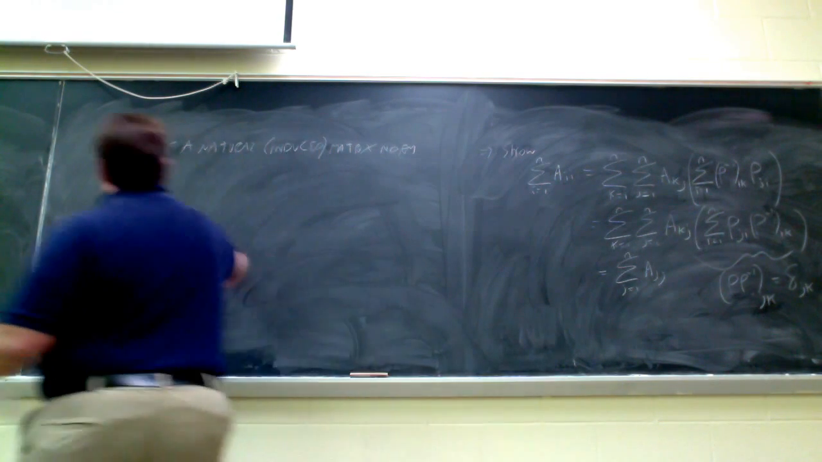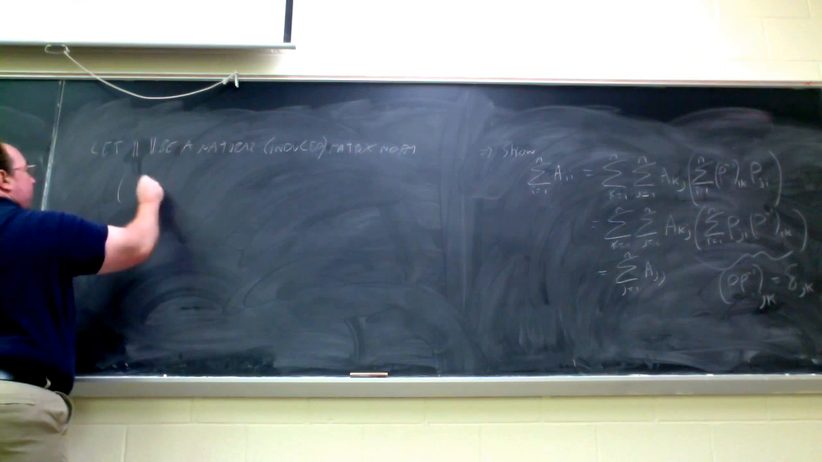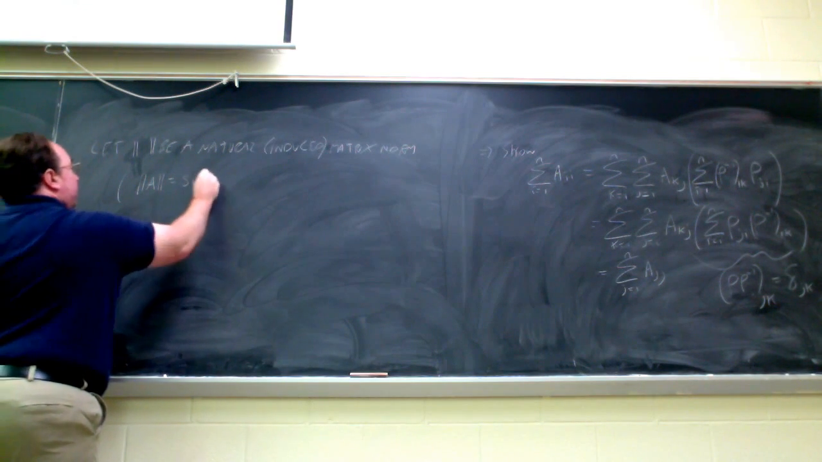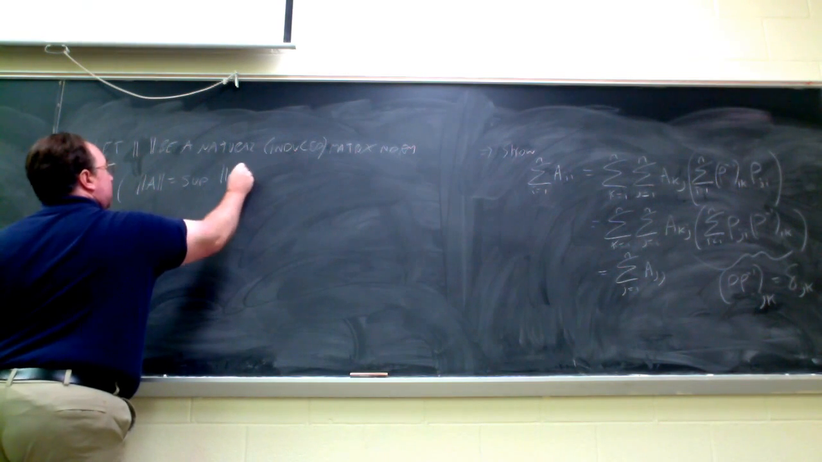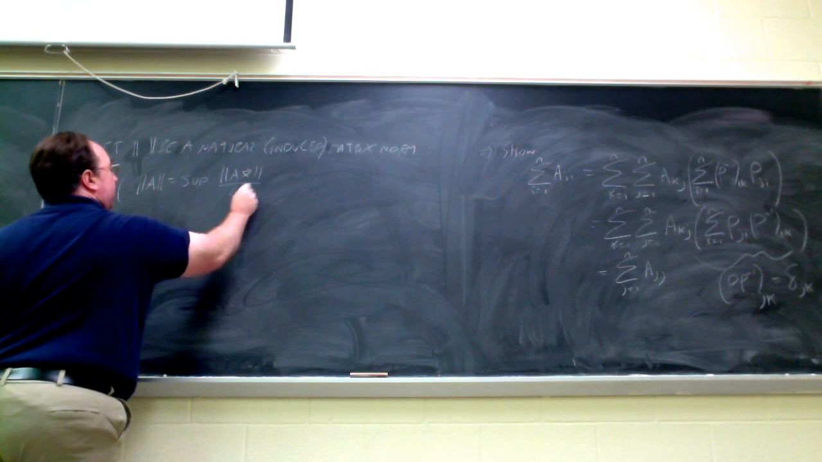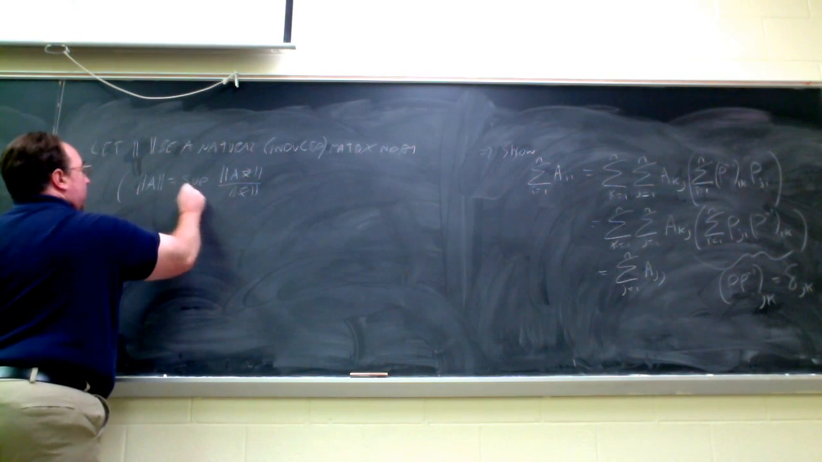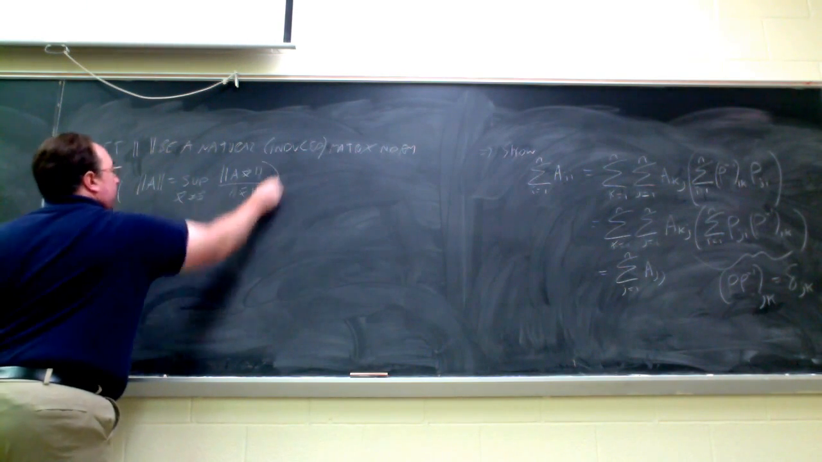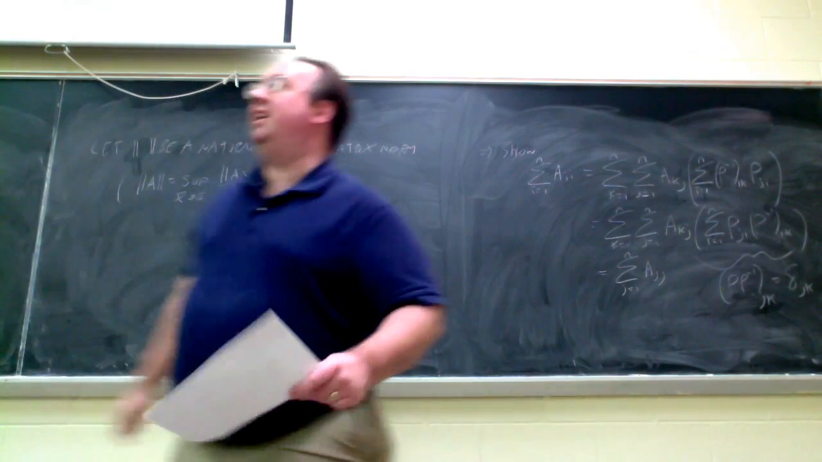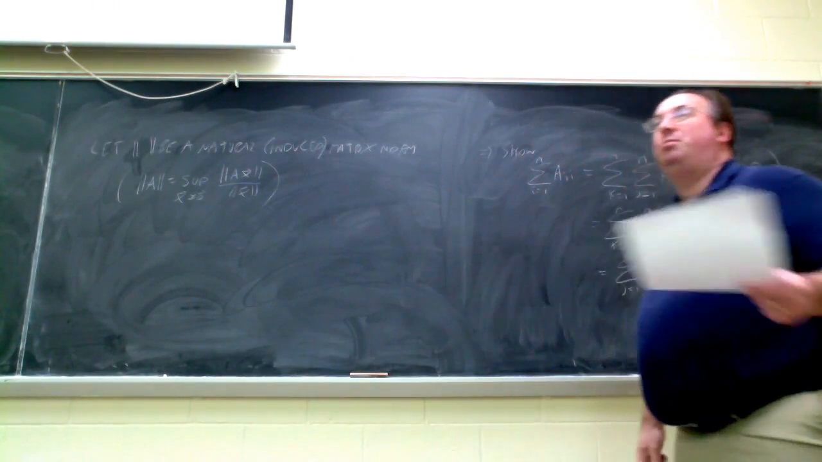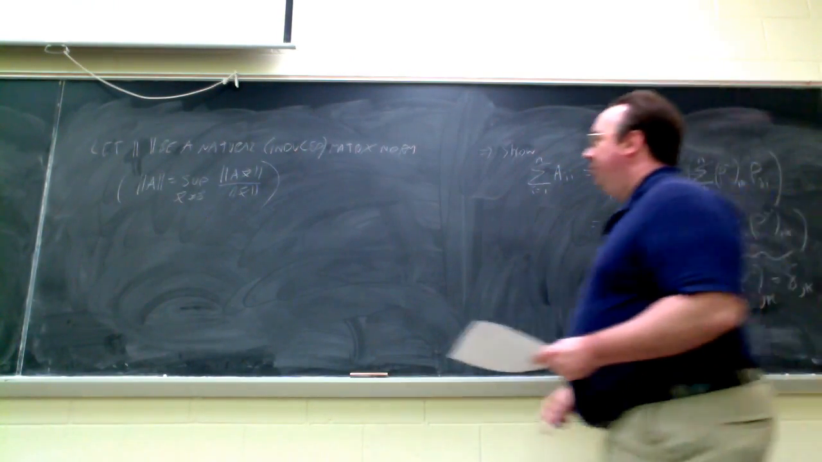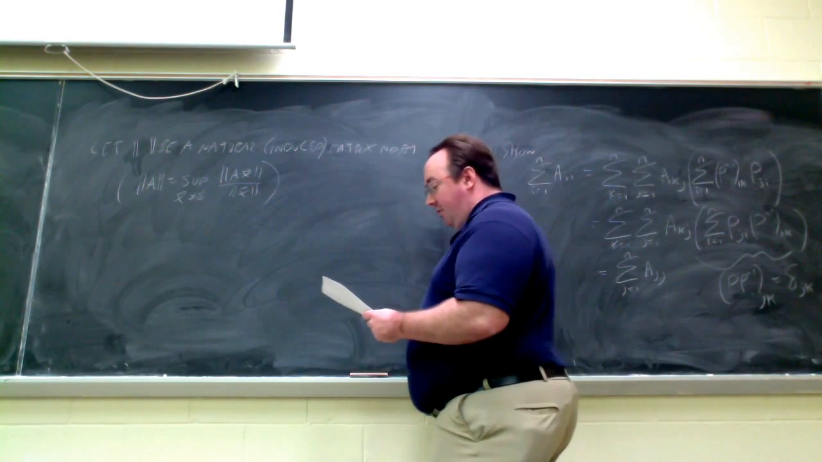So in other words, what we mean by that is the norm of A is defined to be the supremum of the norm of AX divided by the norm of X for all non-zero X. So any norm that falls into that category. In other words, the Frobenius norm is not part of this because it's not induced by any vector norm.